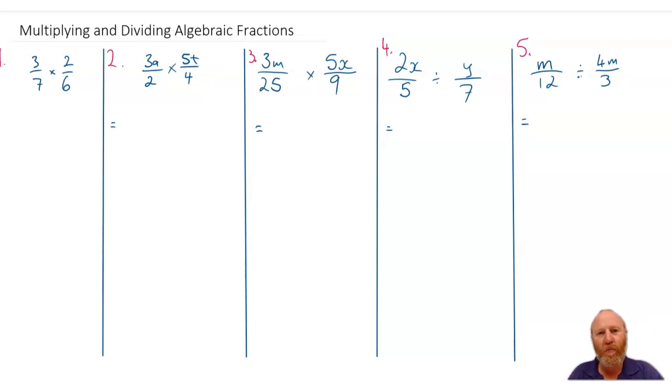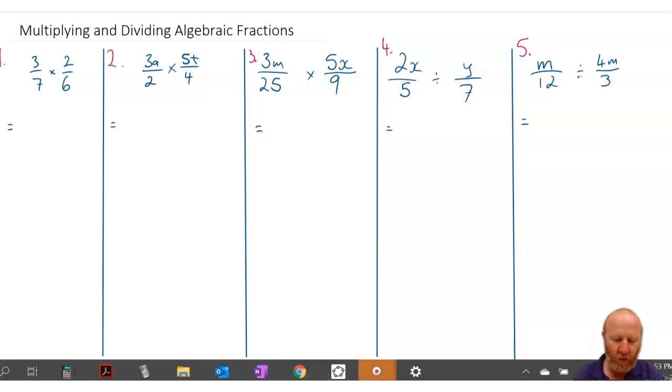This is a short video on multiplying and dividing algebraic fractions, that is, fractions that contain pronumerals. The first example I have here does not actually contain pronumerals, it's just a reminder of how multiplying fractions works. So what do we have here? We have 3 multiplied by 2 and we have 7 multiplied by 6, because when we are doing algebraic fractions we can simply go straight across the top and straight across the bottom.